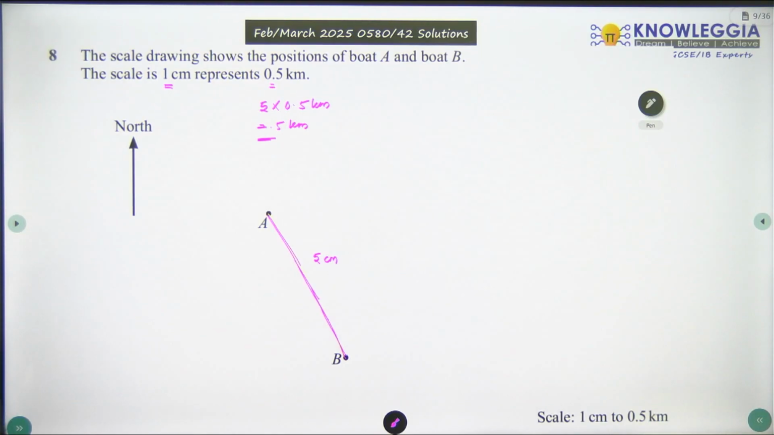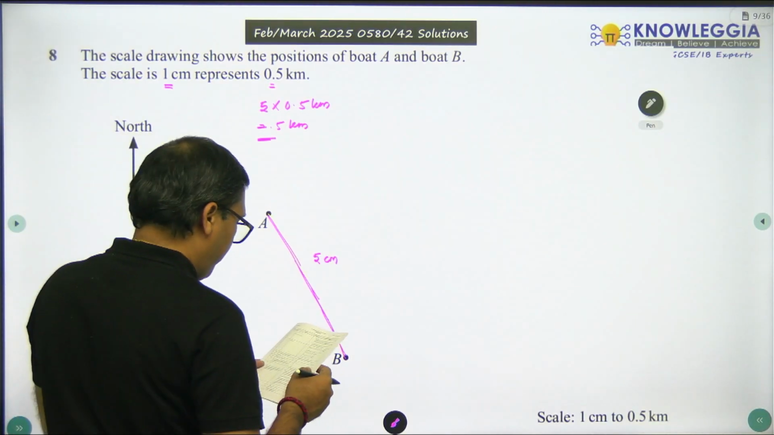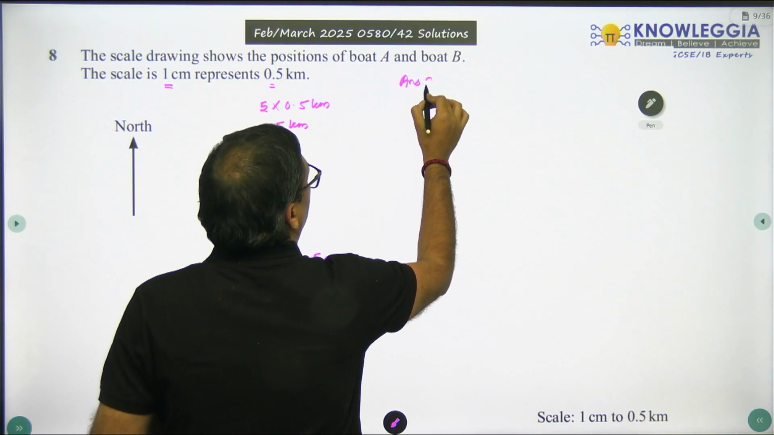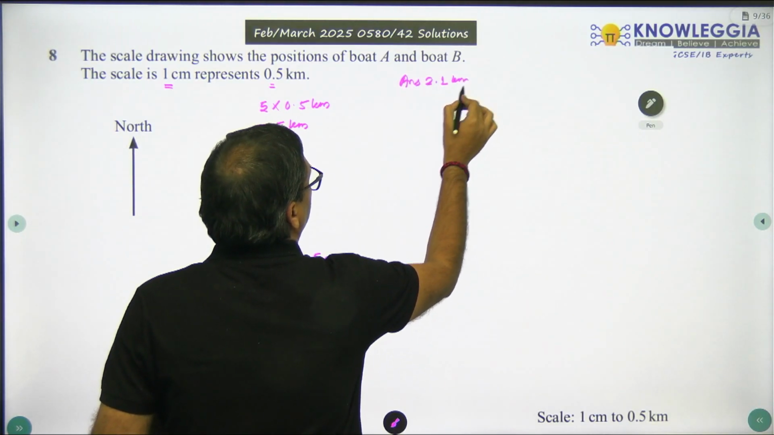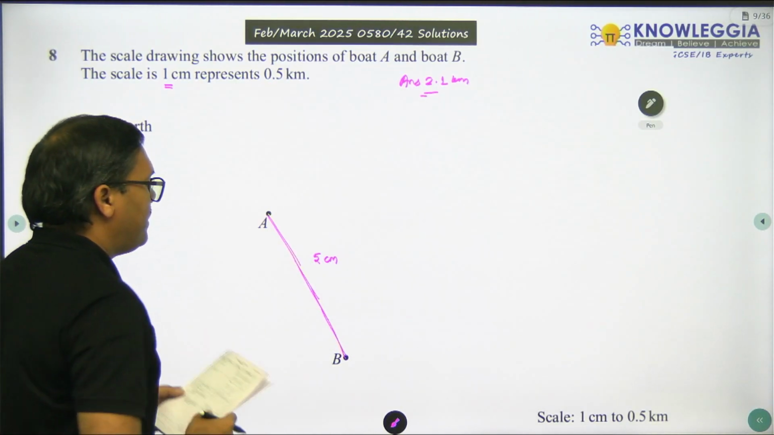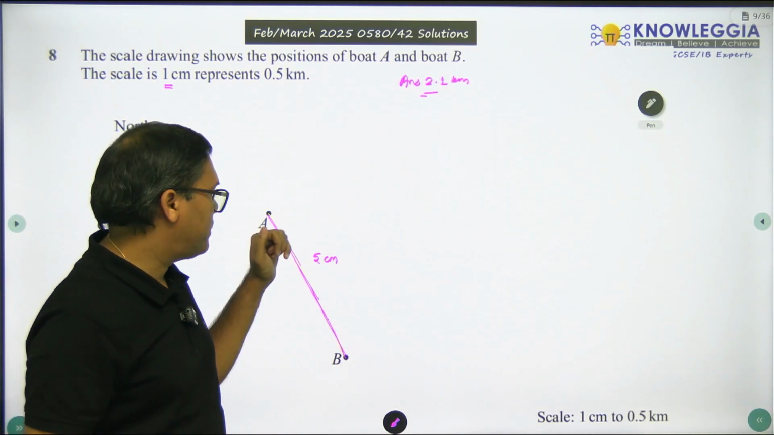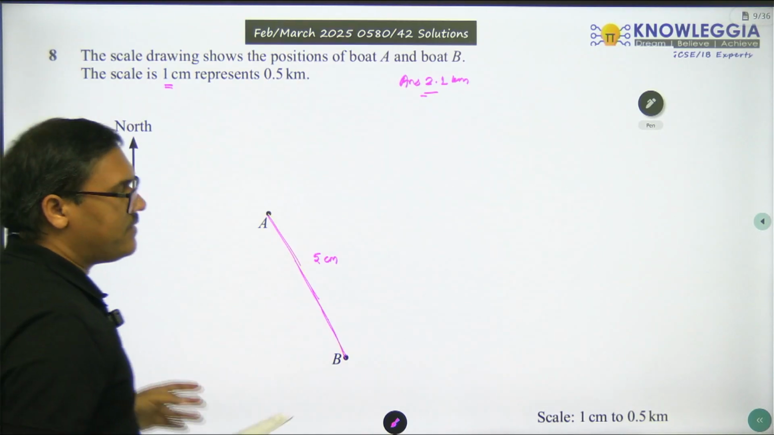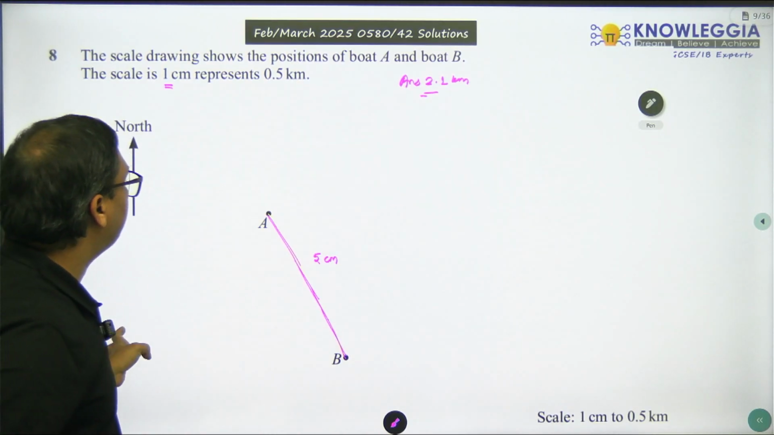According to your question, like the diagram, you will see the answer will be 2.1 kilometers. Okay, so you will find this is 4.2 centimeters. This will become 2.1. So that is what you have to do in this type of question.